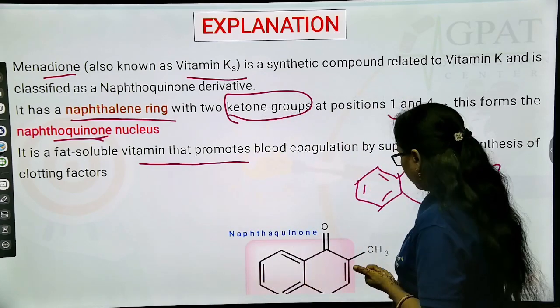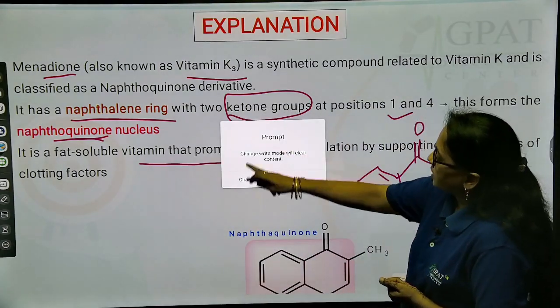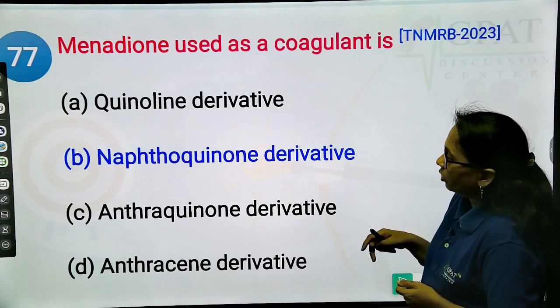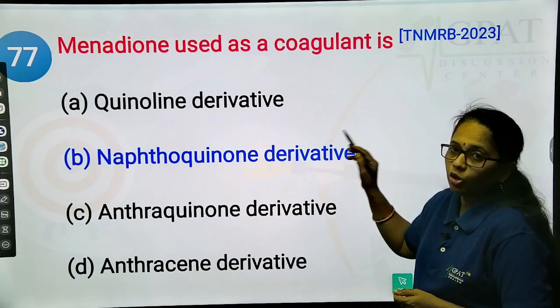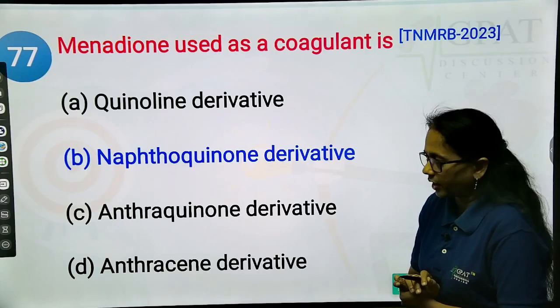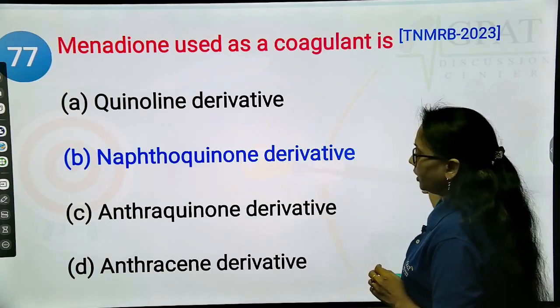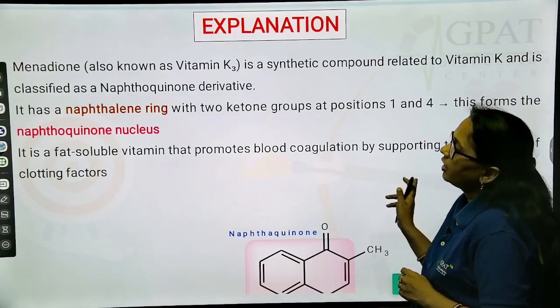Majorly this vitamin K, especially vitamin K3, is going to be called menadione. So, naphthoquinone, because two ketone groups are available at the 1 and 4 positions. Okay, so obviously option B is the right answer.